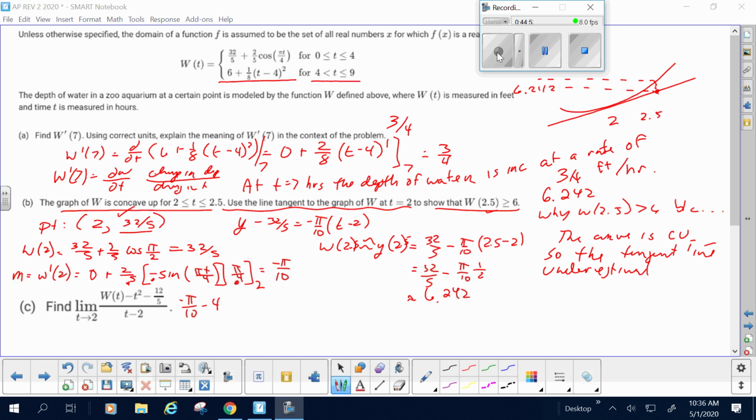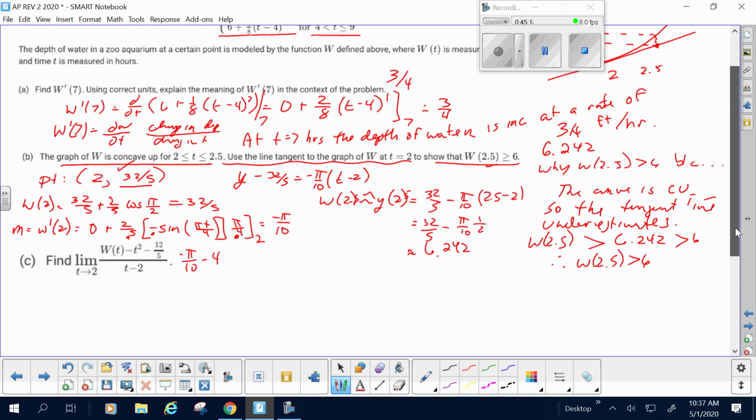Now, as much as it would be tempting to say, yep, call it good, therefore, W at 2.5 is greater than my tangent line, 6.242. And that's greater than 6. So I can conclude that W at 2.5 must be greater than 6. Right?